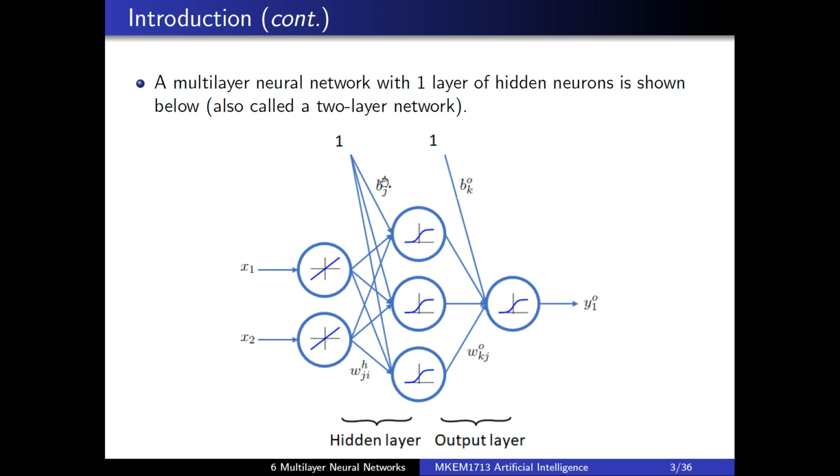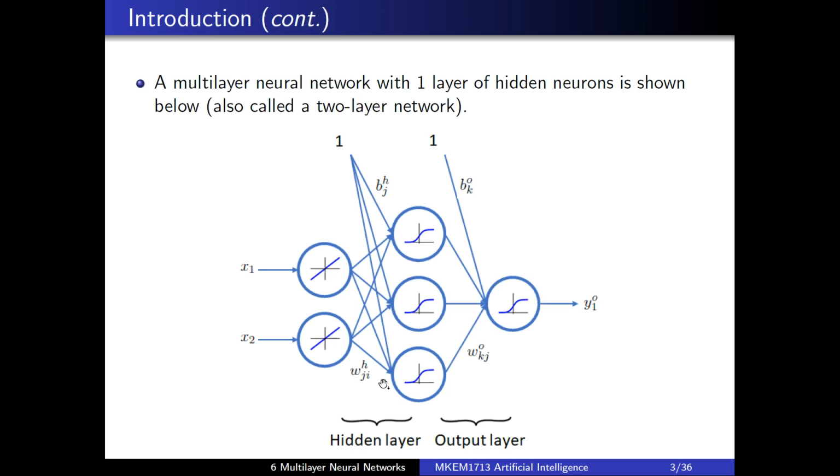So this is BH1 because this is j equals 1, hidden neuron 1. This is j equals 2, therefore hidden neuron 2. This is hidden neuron 3. This is input neuron i equals 1, so this is input neuron 1, input neuron 2. And this is output neuron k, where k equals 1, so this is output neuron 1.